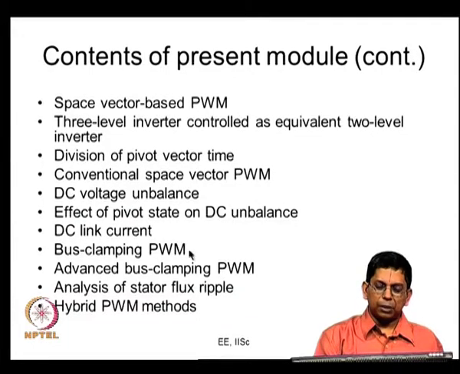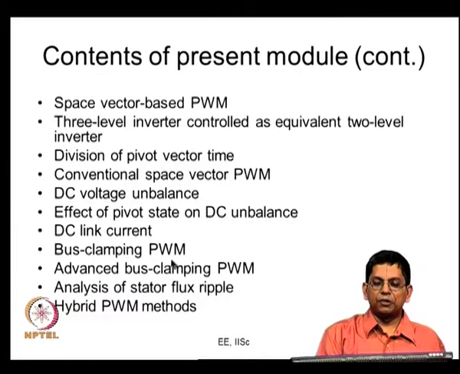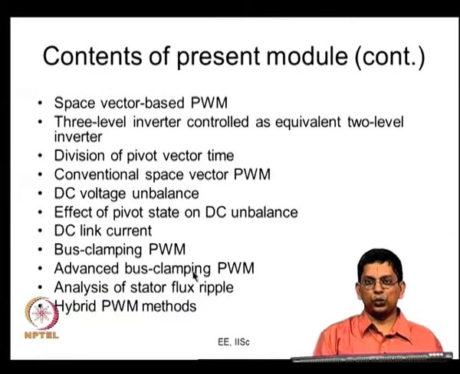And we would look at bus clamping PWM from the space vector point of view now, because when you use the pivot vector divide, you are using 2 pivot states. Here you will be using only 1 pivot state, just as in 2 level inverter you used only 1 zero state instead of 2. Here you will use only 1 pivot state now.